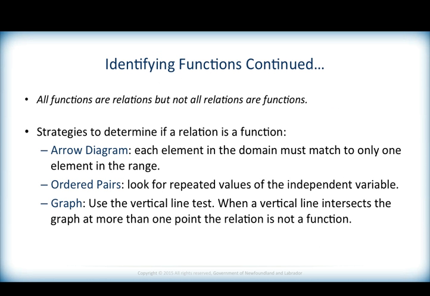Next, there are some strategies to determine if a relation is a function. With an arrow diagram, each element in the domain must match to only one element in the range, which we just saw with those students and their test marks. With ordered pairs, we have to look for repeated values of the independent variable. Each independent variable cannot have a repeated dependent variable. For a graph, we have to use the vertical line test. When a vertical line intersects the graph at more than one point, the relation is not a function.